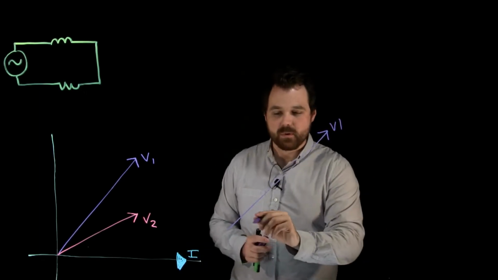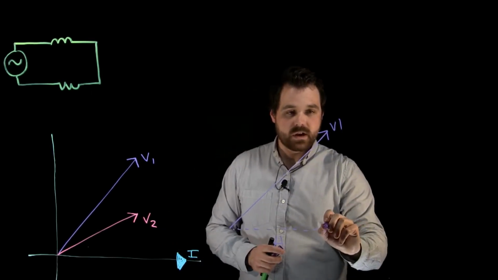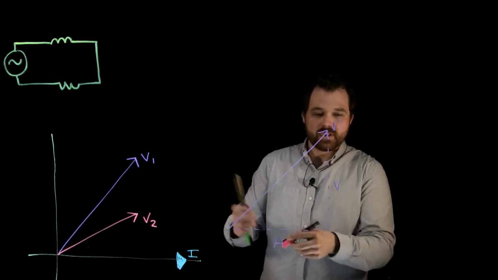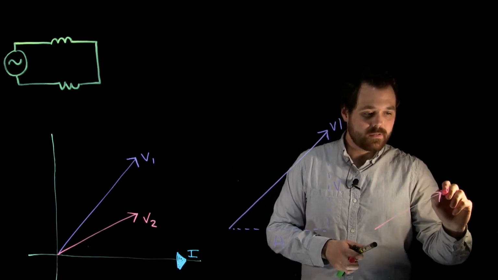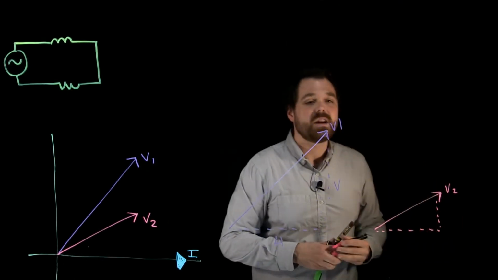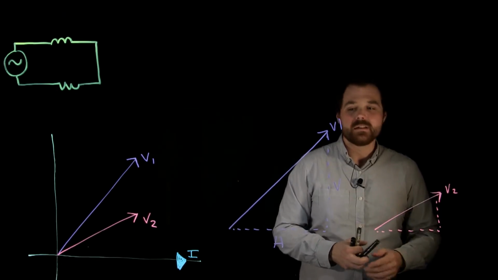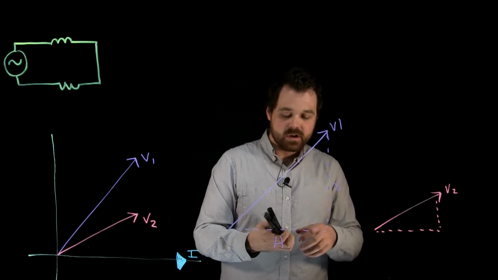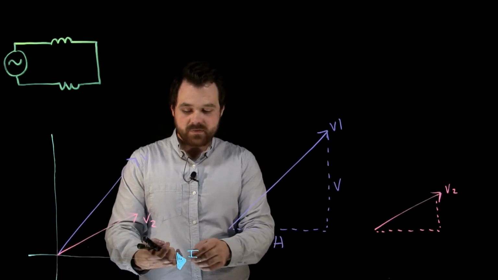There is, with V1, a horizontal component and a vertical component. Same thing goes with V2. V2 is more like this. V2 also has a horizontal component and a vertical component. Now what we can do with phasors is we can take our horizontal components and our vertical components and add them together. So if we take the horizontal value of V1, add it to the horizontal value of V2, right?